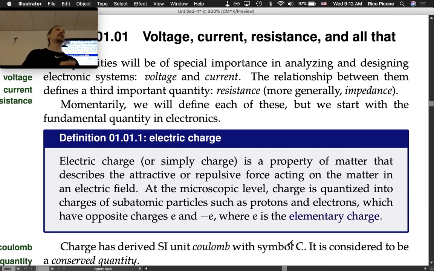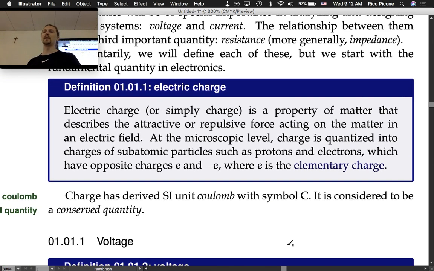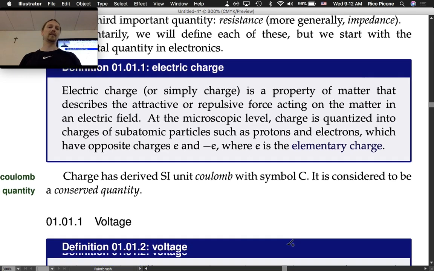That's stuff that you probably talked quite a bit about in physics. They were really interested in getting you to understand electricity, charge at the microscopic level. In this class, we will be less concerned with the microscopic level and more concerned with macroscopic phenomena that have to do with the charge moving around and building up places. So charge has derived SI unit coulomb with symbol C. It is considered to be a conserved quantity.